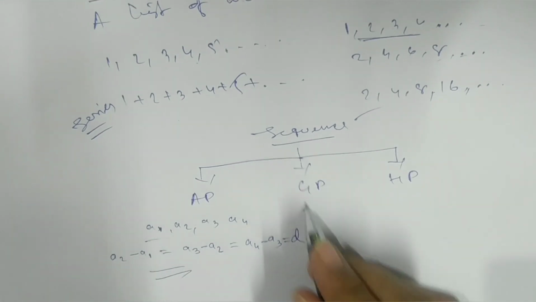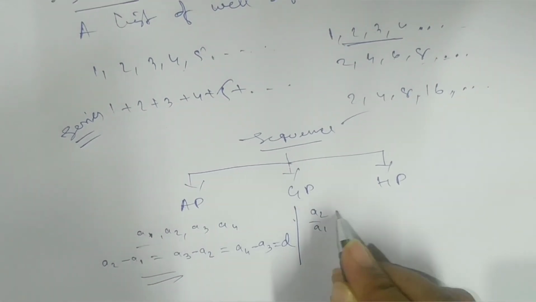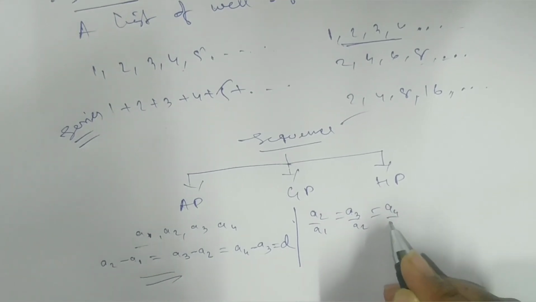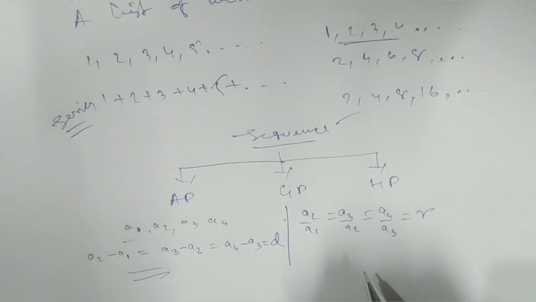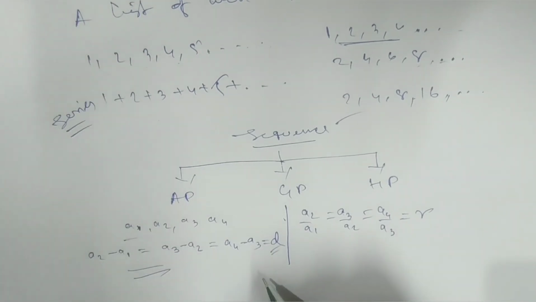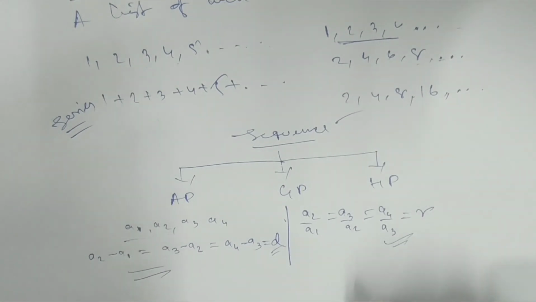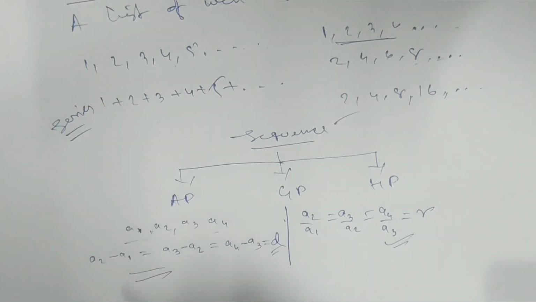Arithmetic progression. Now if they have a common ratio, that means A2 by A1 equals A3 by A2 equals A4 by A3, and generally we write R for common ratio and D for common difference. If we have this result, then we call this type of sequence a geometric progression.